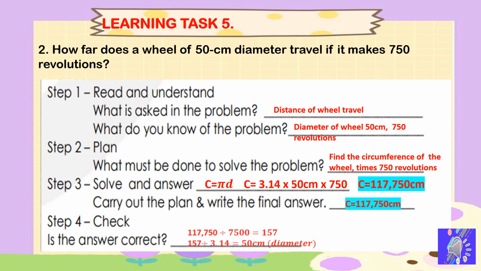Now, if you are going to check your answer, you have to go backwards. So you have 117,750 divided by 750. That is equivalent to 157. Then 157 divided by 3.14, which is the value of pi, that is equivalent to 50 centimeters as the diameter.